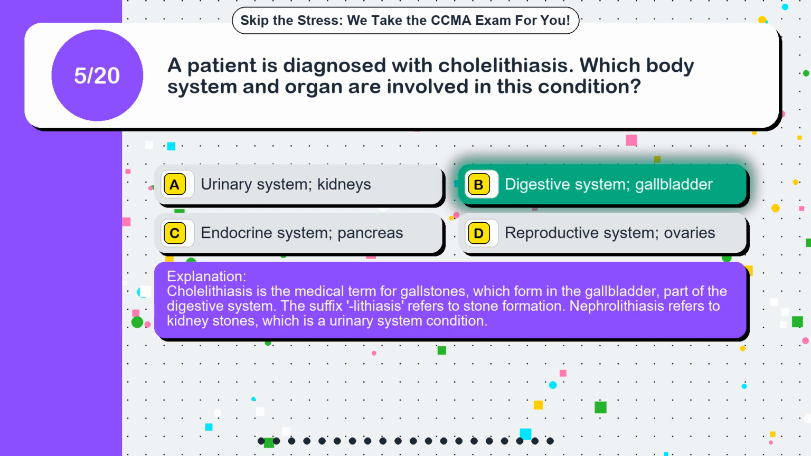Cholelithiasis is the medical term for gallstones, which form in the gallbladder, part of the digestive system. The suffix lithiasis refers to stone formation. Nephrolithiasis refers to kidney stones, which is a urinary system condition.